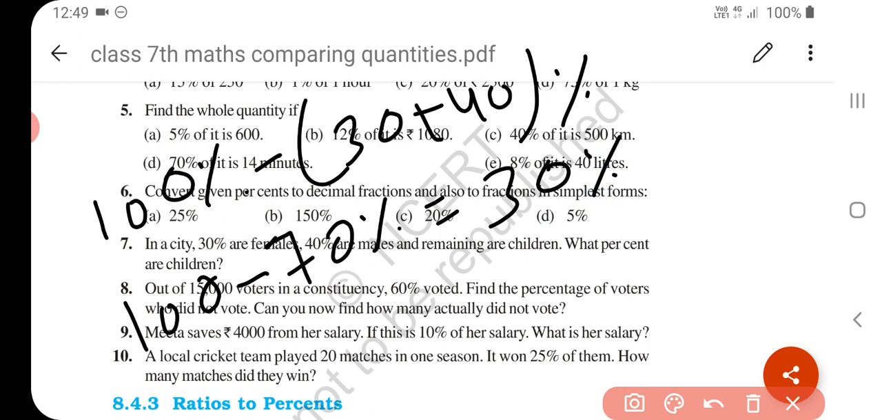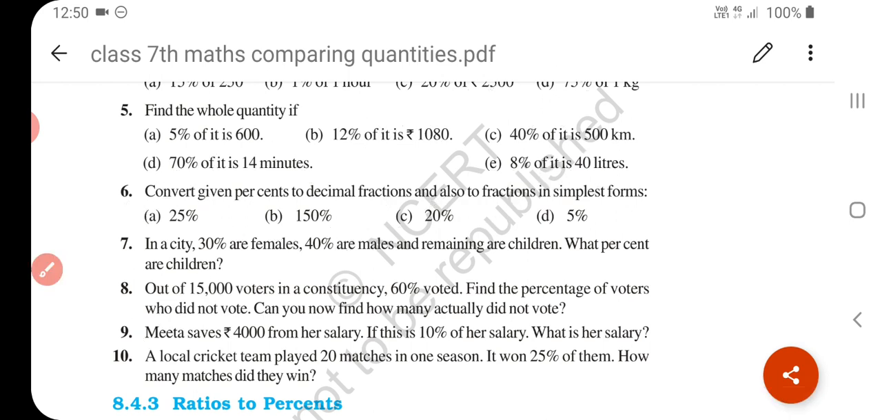So in a city, 30% are female, 40% are male, then the remaining are children. What percent are children? 30% are children. Thus children are 30% of the population. Okay, understand? Now question number 8.